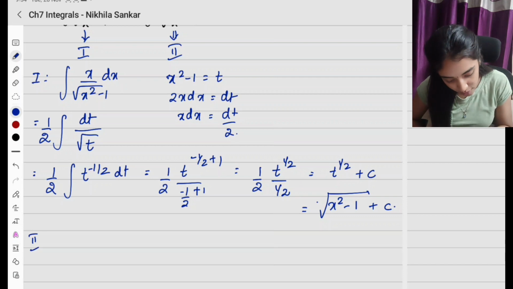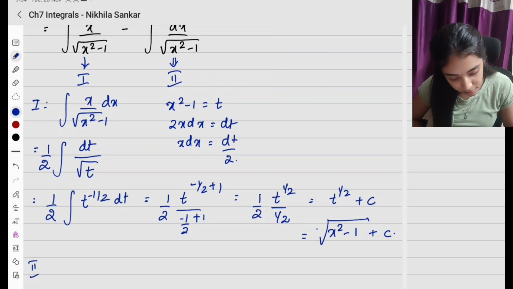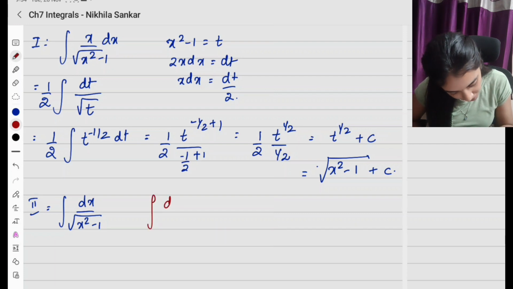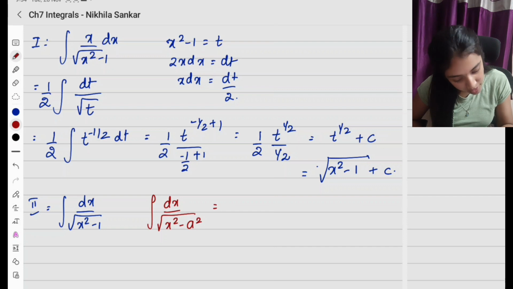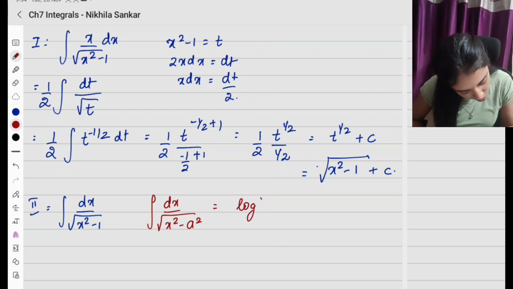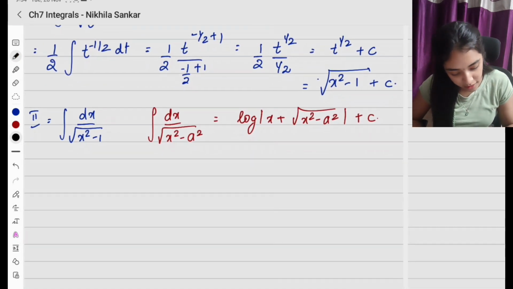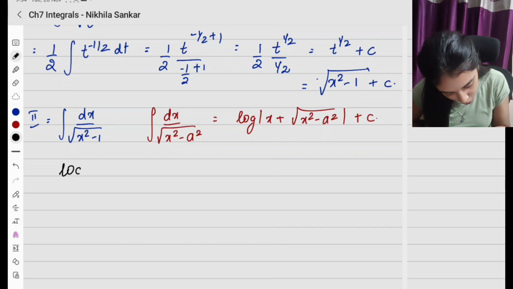The second integral solve பண்ணலாமா? So I have integral dx divided by square root of x square minus 1. So this is of the form, direct ஆ formula எழுதிட்டேன் பாத்தியா, dx divided by square root of x square minus a square, which is going to be log mod x plus square root of x square minus a square plus c. So இதை substitute பண்ணா என்ன ஆகும்? I have log mod x plus square root of x square minus 1 plus c.